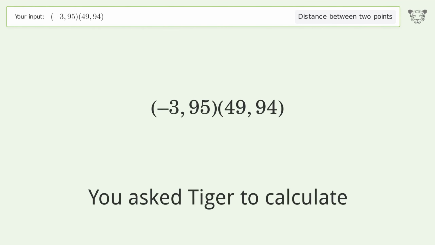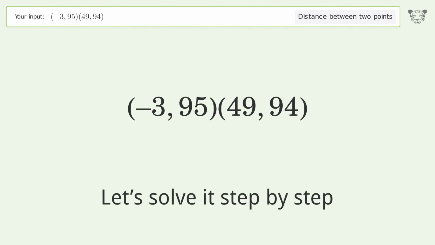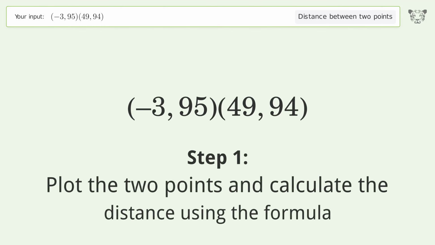You ask Tiger to calculate. This deals with the distance between 2 points. The distance between the 2 points is the square root of 2705, or 52.01. Let's solve it step by step. Plot the 2 points and calculate the distance using the formula.